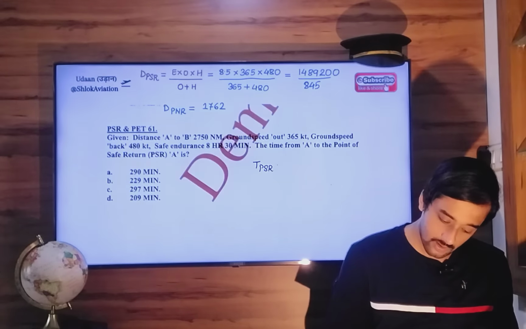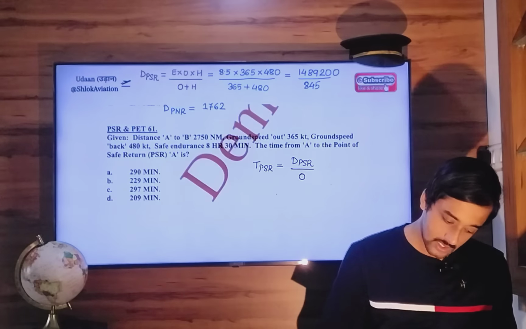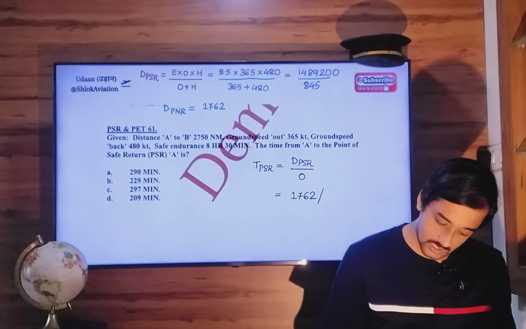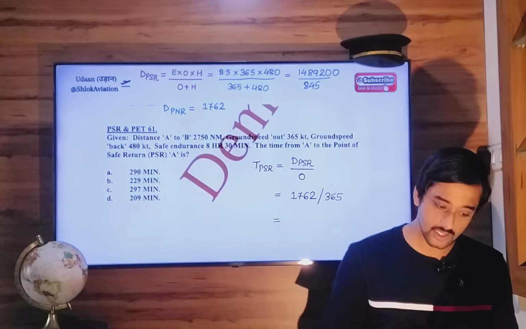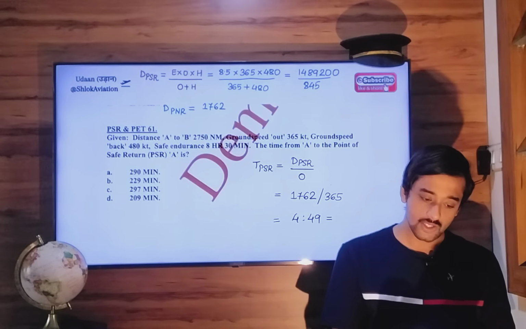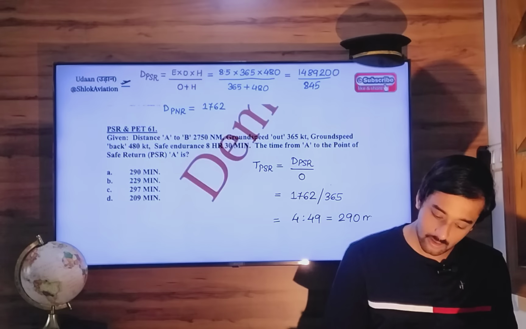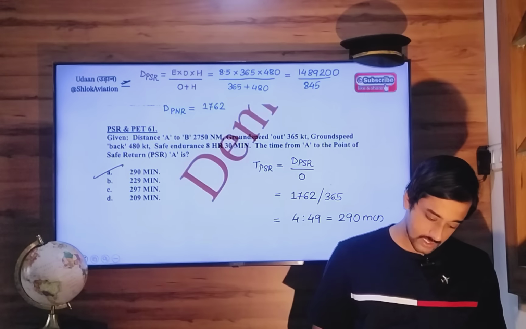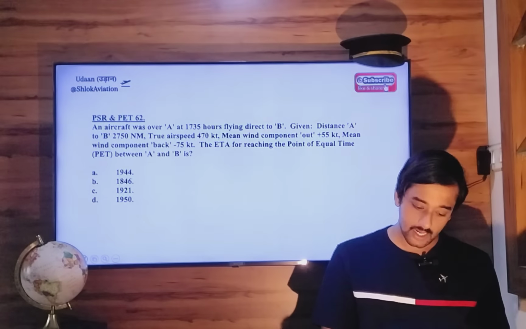So time to point of safe return is distance to point of safe return divided by outbound speed. So distance is 1762, outbound speed is 365. So 1762 divided by 365 is 4 hours 49 minutes. That is equal to 289.7, or approximately 290 minutes. Option A.